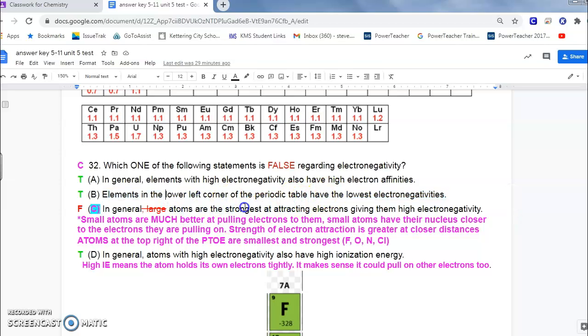In general, large atoms are the best at pulling. No, we just explained that they're the worst at pulling. Small atoms are much better at pulling because the small atom's nucleus is closer to the electrons they're pulling on. Letter C is false. Letter D, in general, high electronegativities have high ionization energies. High ionization energy means that you are pulling your own electrons tightly into you, making it difficult to pull off, requiring more energy. But if you're good at pulling on your own electrons closely, you tend to be better at pulling other atoms' electrons to you more closely in a bond. True. In general, that's true.